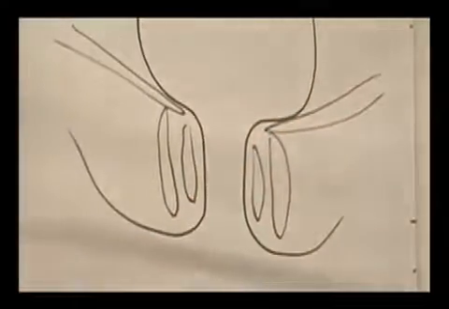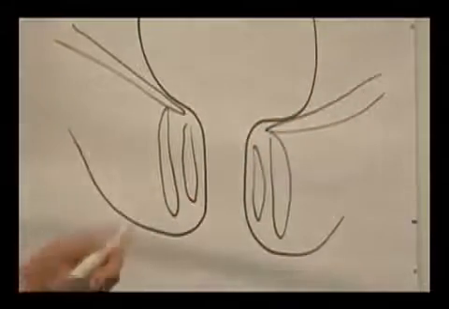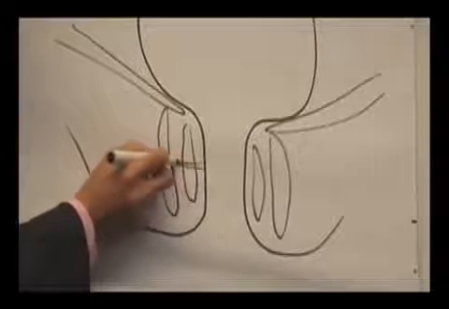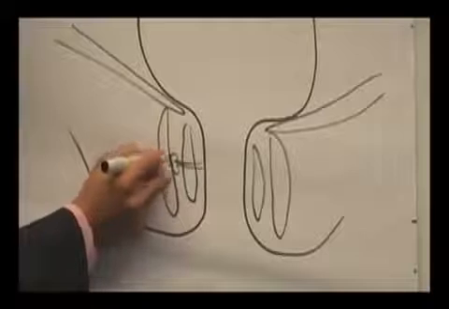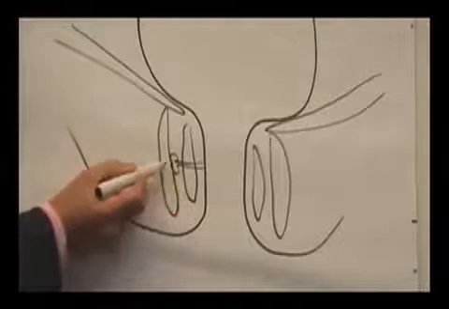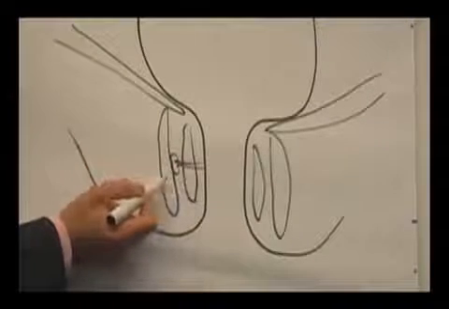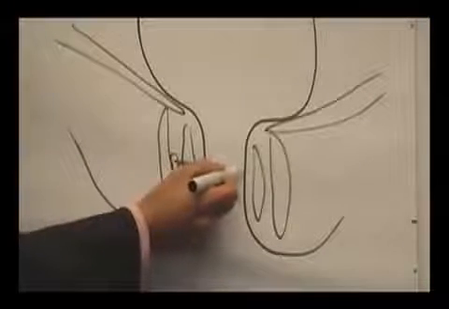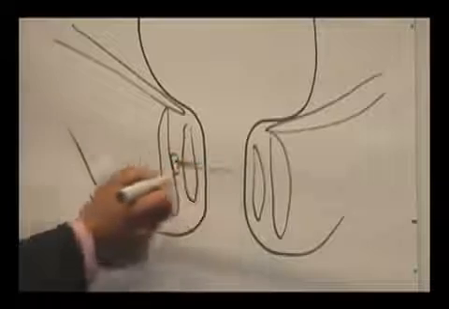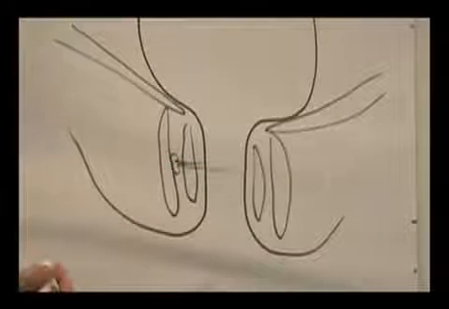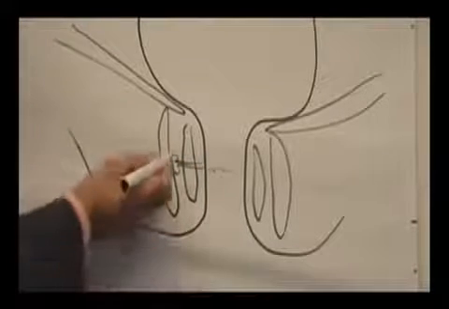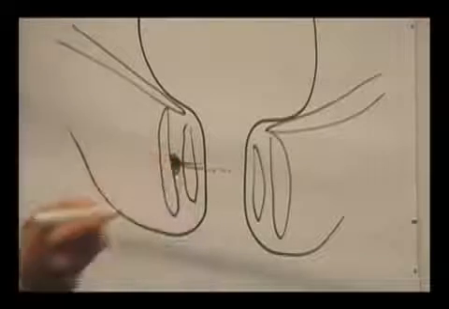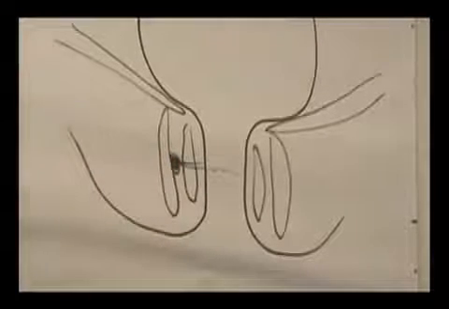Now, most fistulas are associated with little glands that are situated in here, between the internal anal sphincter and the external anal sphincter. And these glands empty into the anal canal around the level of the dentate line. There's about a dozen or so of these glands. For some reason, what can happen sometimes is some infection occurs in that gland.